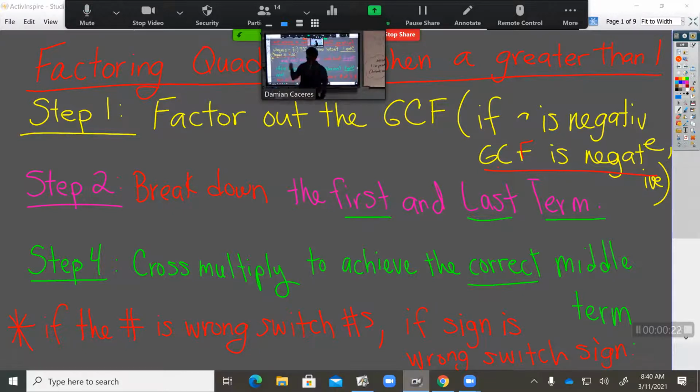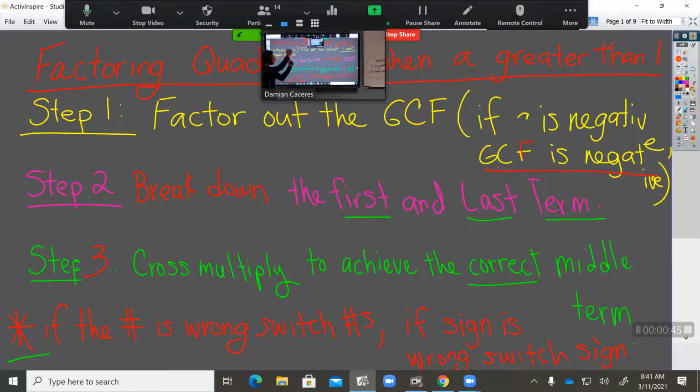And step 3, cross multiply to achieve the correct middle number. Now, that little star in the bottom is important. If when you cross multiply the number is wrong, then you switch the number. Switch the order of the numbers.